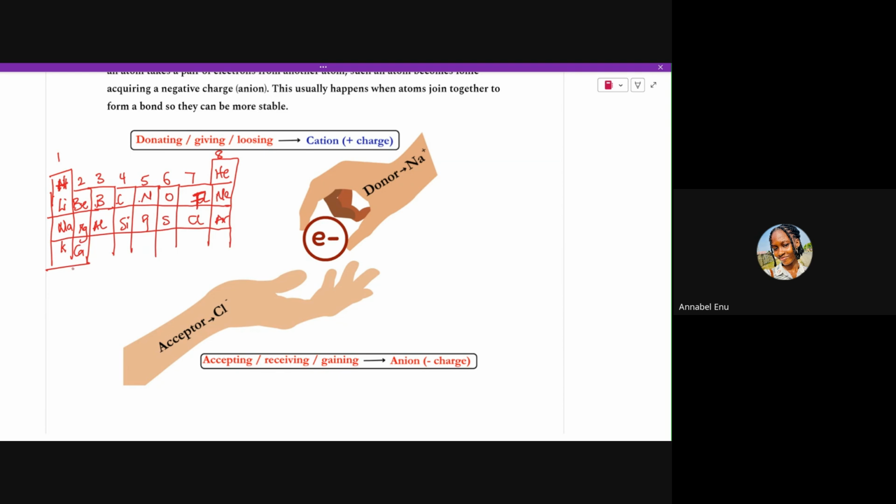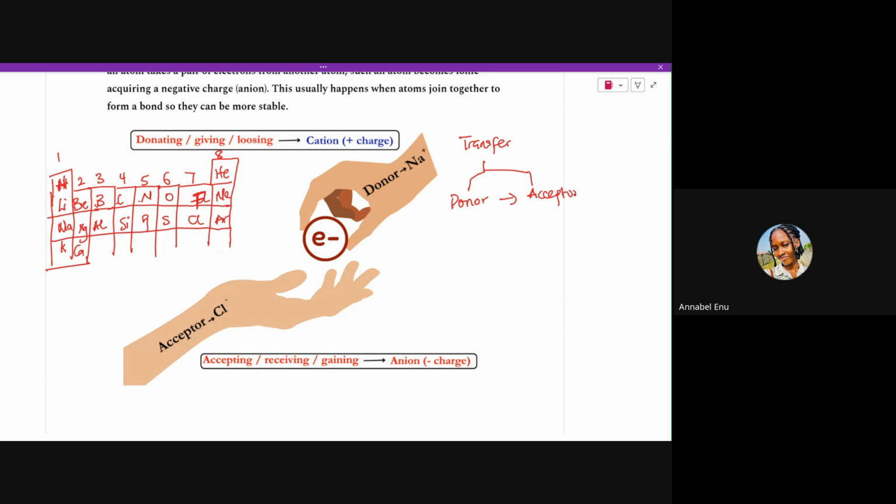Now, back to what ionic bonding is. We said it is transfer of electron. So who is transferring and who is receiving? When we are talking about transfer of electron, we are talking about electron moving from a donating element to an accepting element, from a donor to an acceptor.